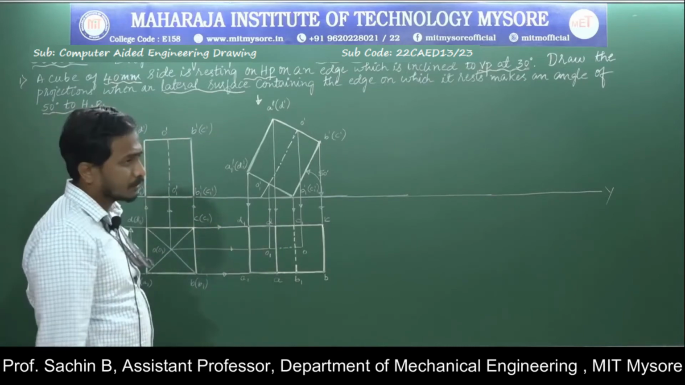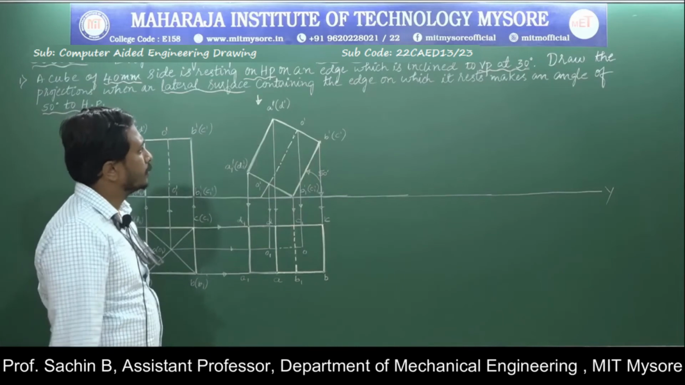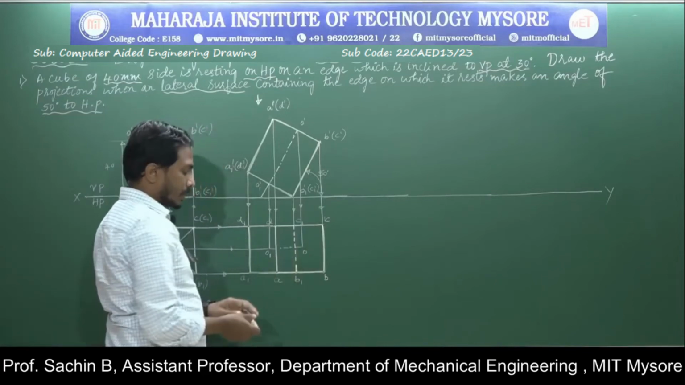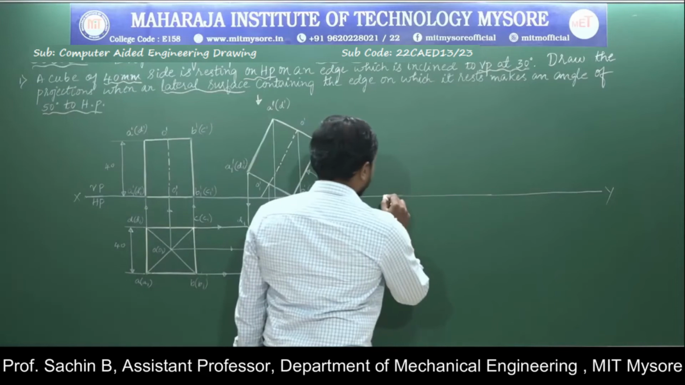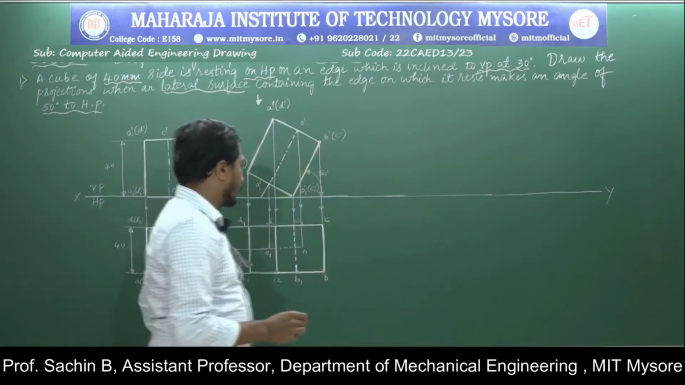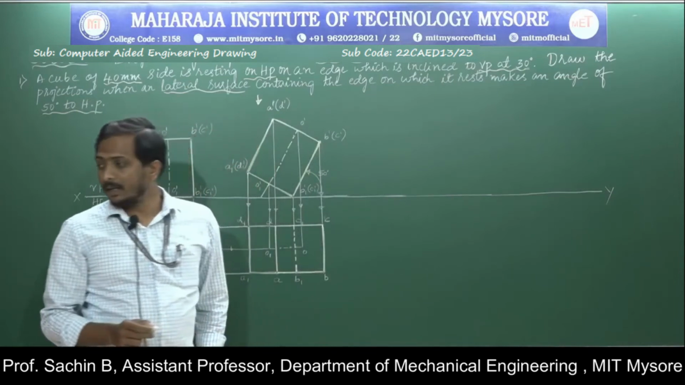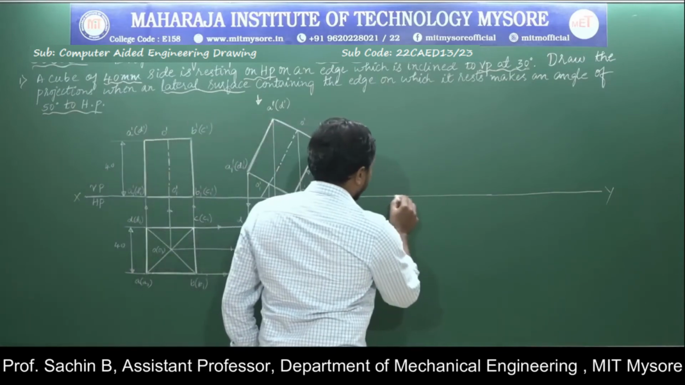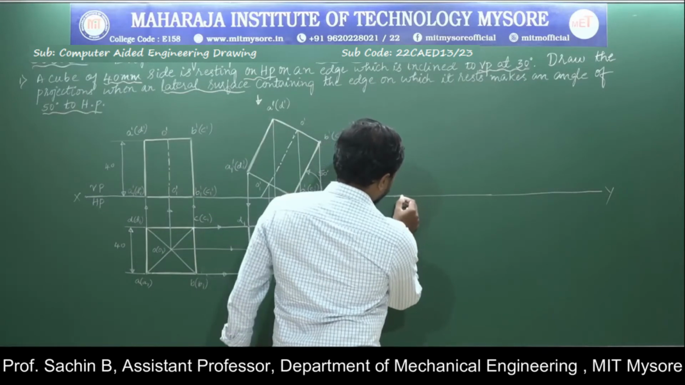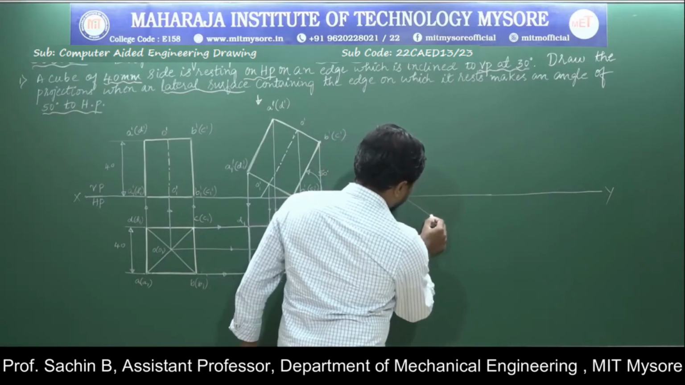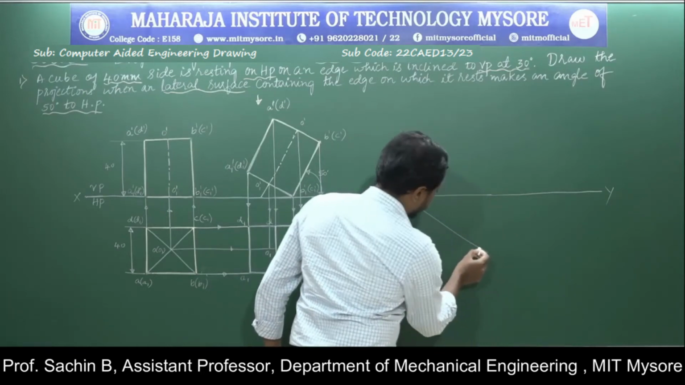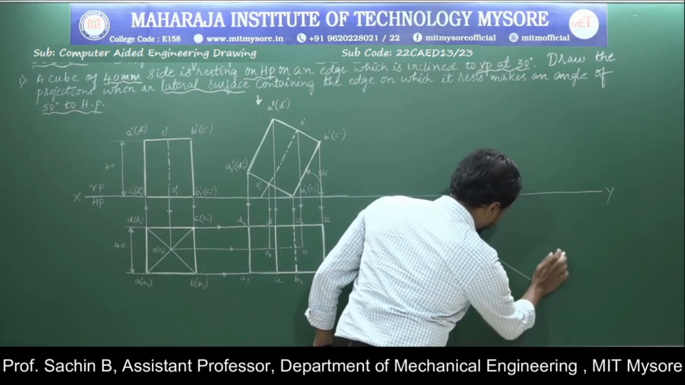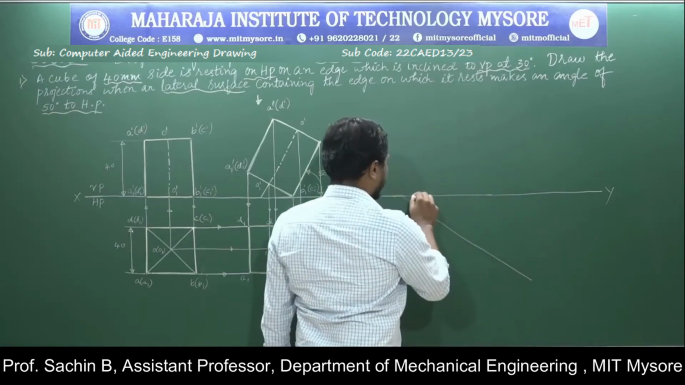Now I will go for the first sentence of the question. Here they have given the resting edge which is inclined to VP at 30 degree. Now we already know that B1 to C1 dash is the resting edge. By knowing that, I'll draw a thin inclined line at an angle of 30 degree.